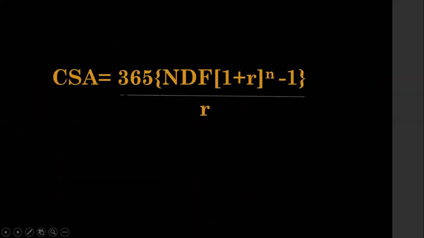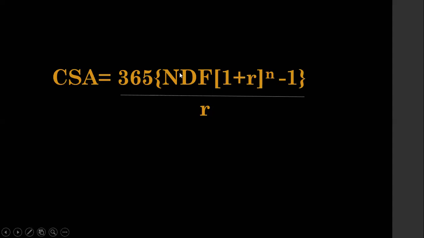Okay, this is the formula. If you want, you can write down the same formula which you have used in the IRC 37 design. That is CSA, cumulative standard axle load. You are calculating and converting that CSA into MSA, that is million standard axle. The formula works out to be like this: 365 NDF (1 plus R)^n minus 1 divided by R. Remember NDF.